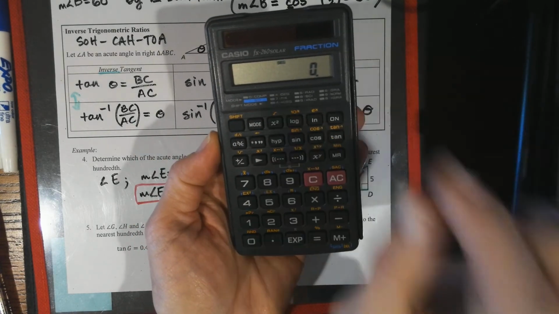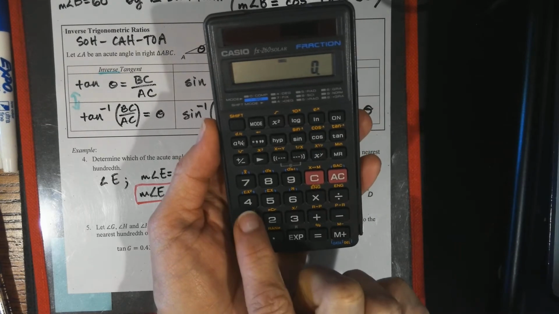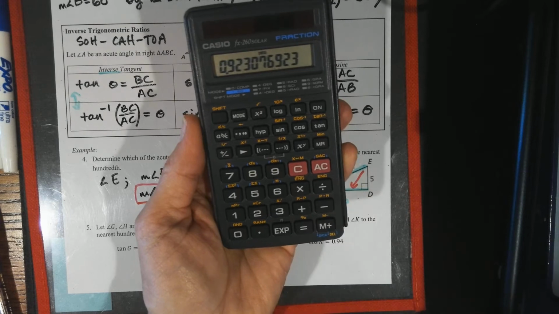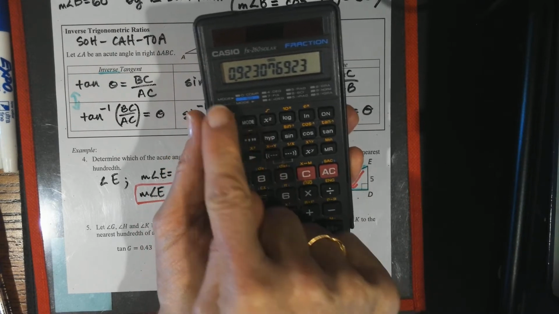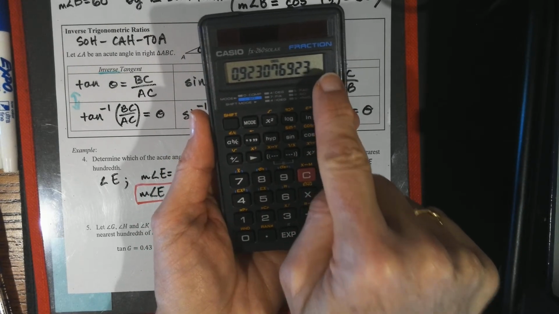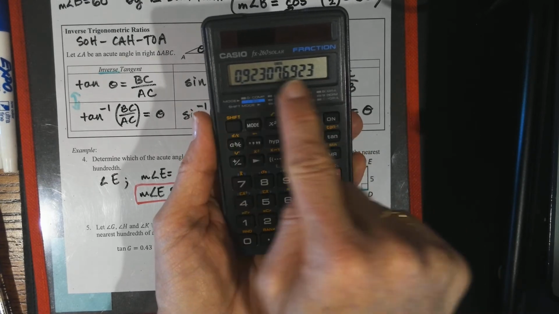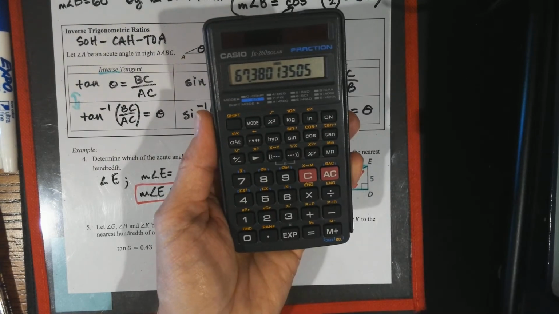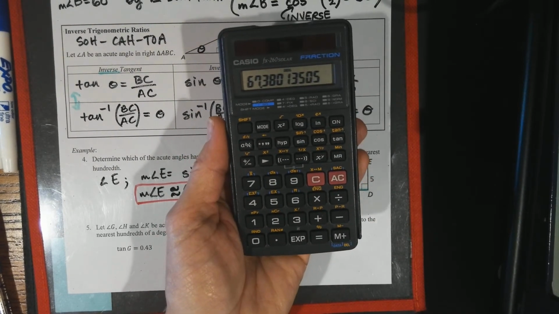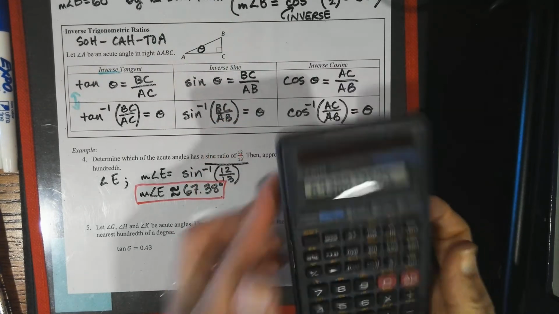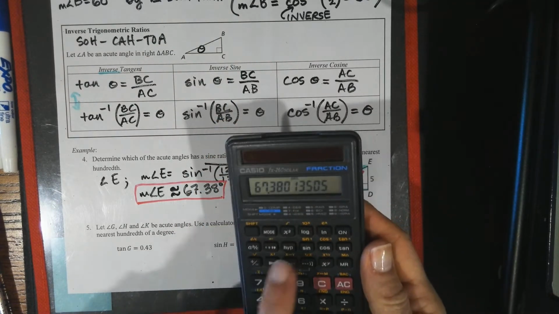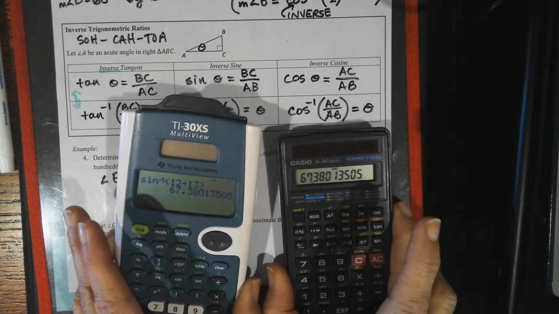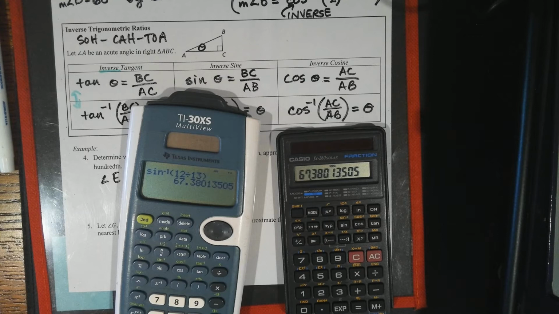Remember, you have to do the argument first, which means on this one, you have to do 12 divided by 13 first, and then get your answer, so press equal. That's the ratio I want the inverse sine of. Now that it's on my screen, I can go shift, sine inverse, and I get 67.38. So again, you do the argument first, and then you do the inverse. But both of them gave me exactly the same answer.